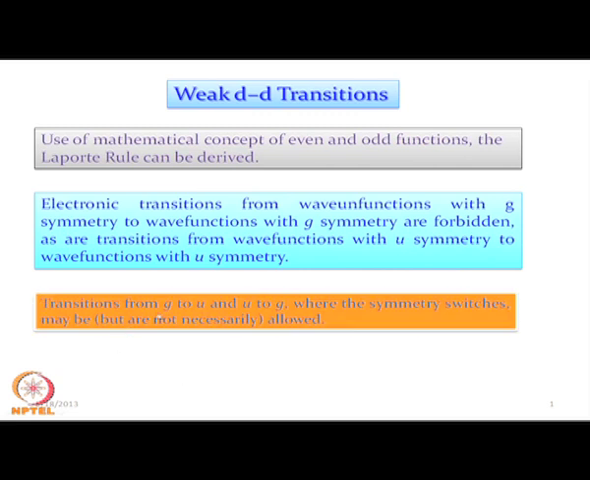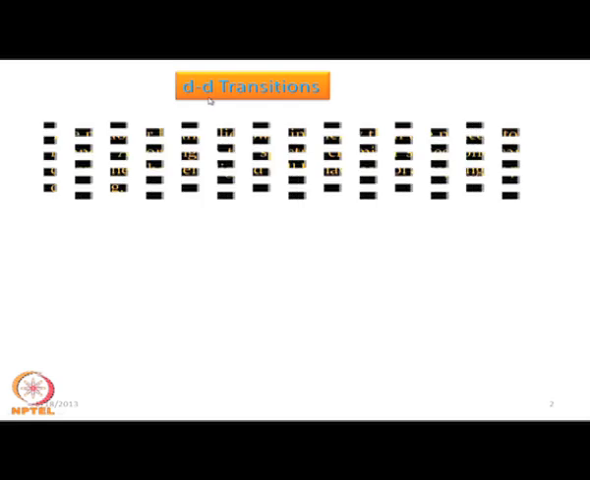But the transitions from G to U and U to G, where the symmetry switches or the symmetry changes, may be but not necessarily allowed. So, it can be relaxed only when we have a G to U transition or U to G transition, that can be allowed to some extent. So, what are the different types of dd transitions we can have for certain metal complexes bearing unpaired electrons in 3d level, 4d level or the 5d level.